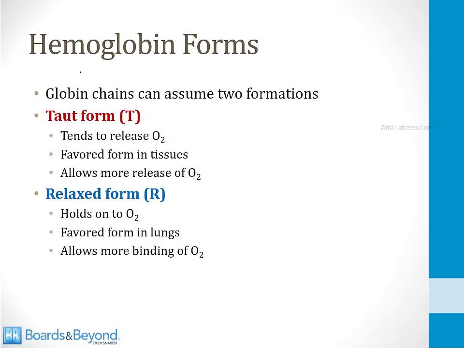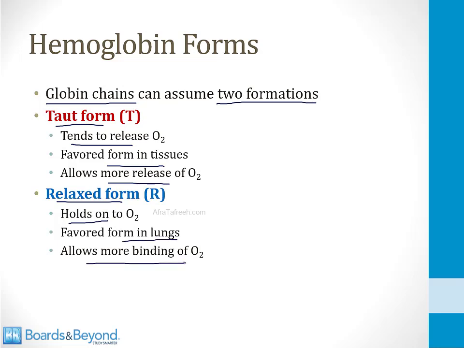Next, let's talk about the different formations that hemoglobin can assume. The 4 globin chains in every molecule of hemoglobin can become arranged in 2 different formations. One is called the taut form, the other is called the relaxed form. The taut form tends to release oxygen. This is the favored form of hemoglobin in tissues because it allows more release of oxygen for metabolism. The relaxed form tends to hold on to oxygen. This is the favored form in the lungs because it allows more binding of oxygen.